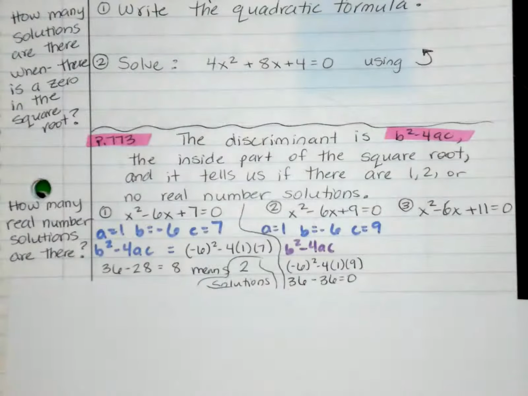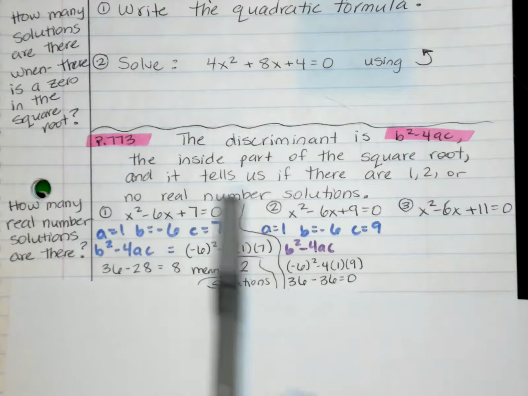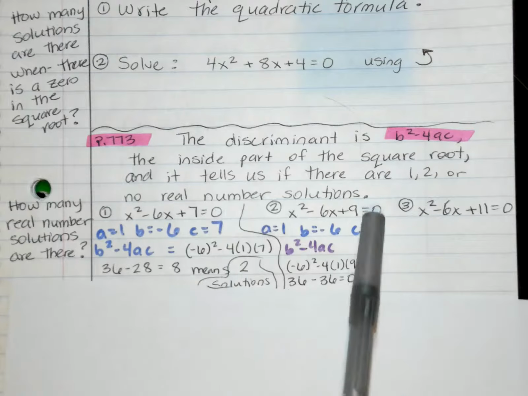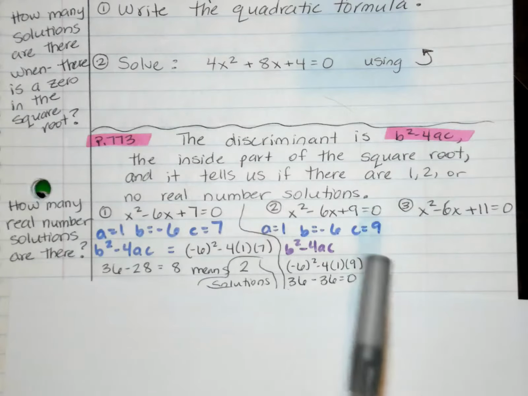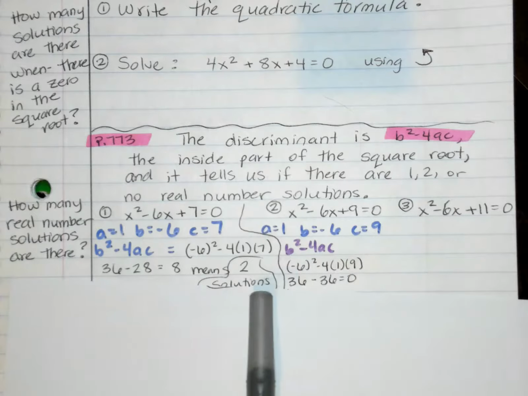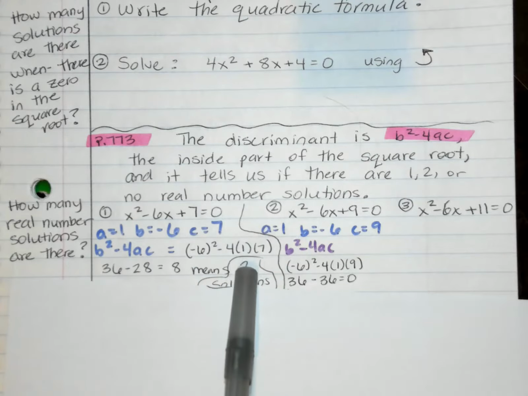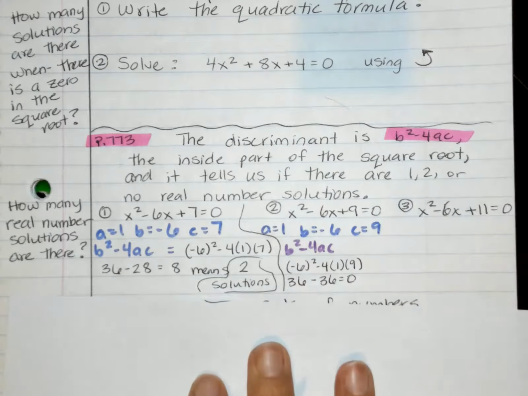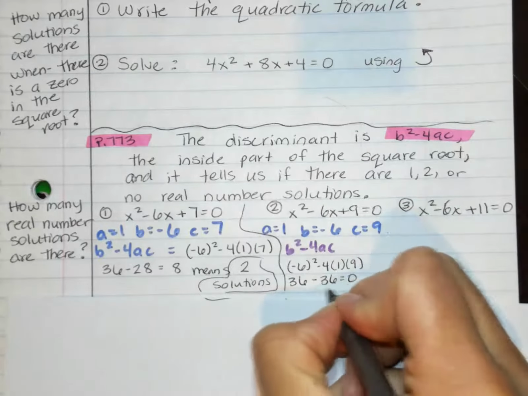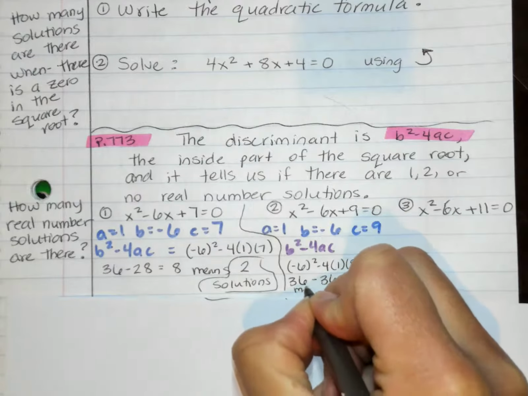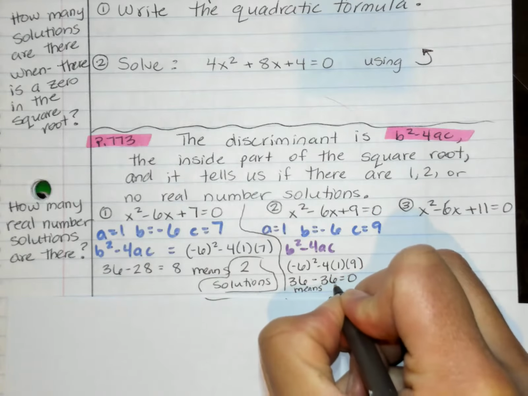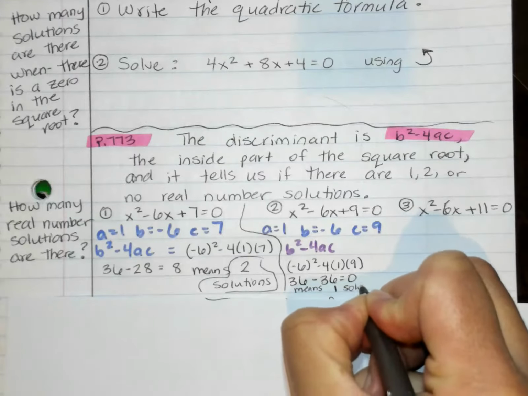You can check by graphing if you want to. You could graph each one of these in Desmos.com. Remember to make it equal to y, or don't put the equal sign at all. And you'll see that there's 2 solutions here. The graph crosses the x-axis in 2 places. This one would be, I have just enough room right here to write that 0 means 1 solution.